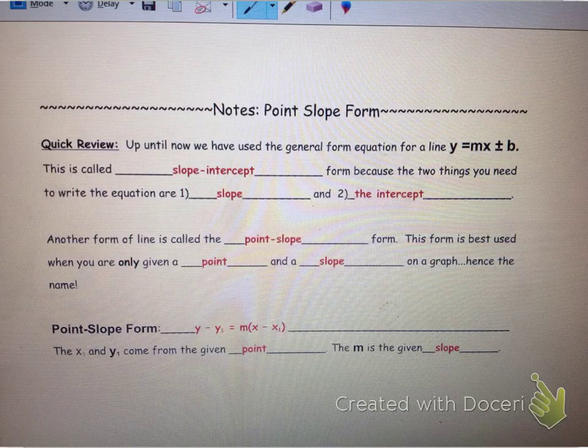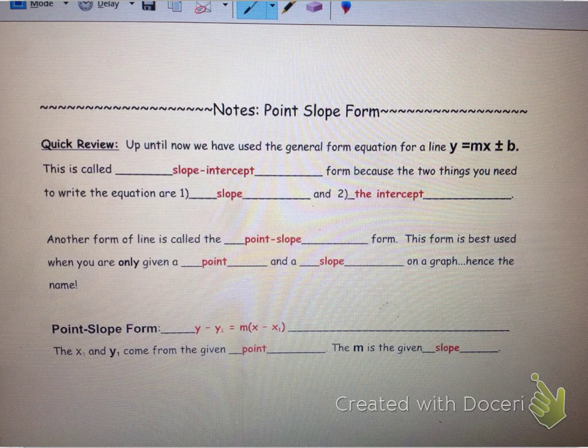Notes from point slope form. Quick review. Up until now, we have used the general form of the equation for a line, y equals mx plus b. This is called slope-intercept form because the two things you need to write the equation are number one, slope, and the intercept. Another form of the line is called the point slope form.